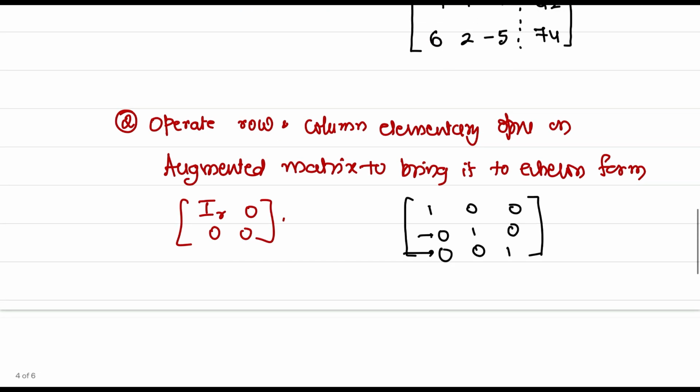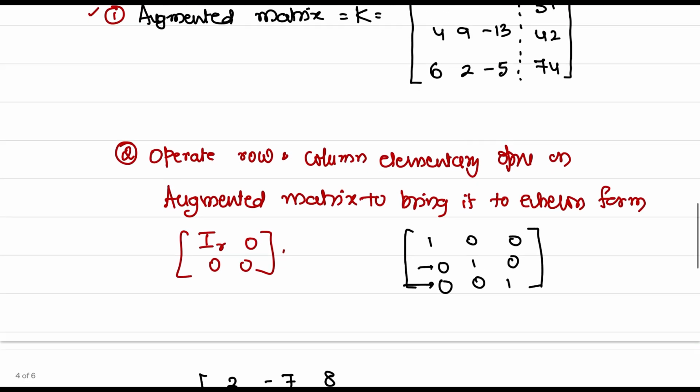Now, the same operation is to be done on the constant matrix also. Initially we have to concentrate on the coefficient matrix and bring it to that form. Automatically, when operations are done on the constant matrix simultaneously, its form also gets reduced to IR. Let us see what happens in this particular example.